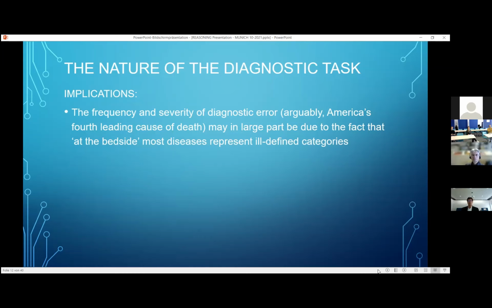But maybe the reason why we are not doing very good at the bedside is because we don't yet recognize or appreciate that most diseases are ill-defined. And yes, we rely on technology, but if you're at the bedside and you simply don't have a sense of this notion of ill-defined categorization and you want to rely on the technologies, the bottom line is you're going to commit a lot of errors.